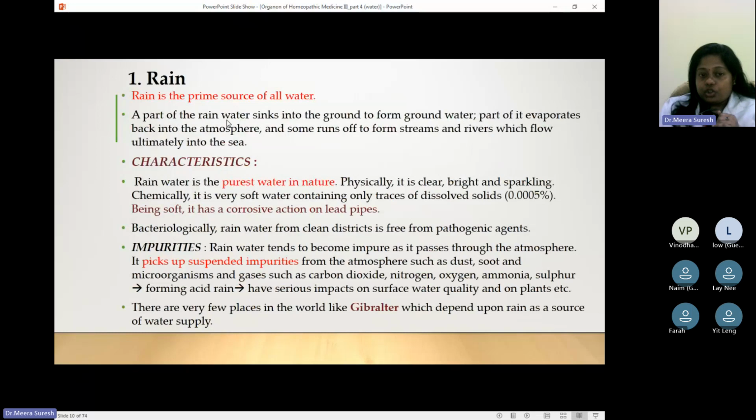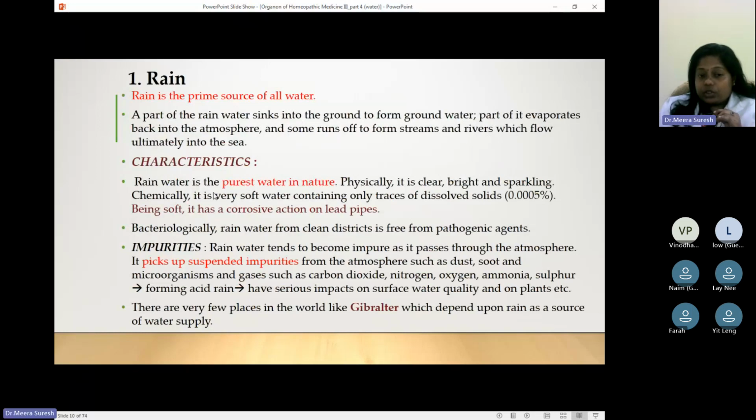A part of the rainwater sinks into the ground to form the groundwater. Part of it evaporates back into the atmosphere, which again falls down as rain. And some runs off to form streams and rivers, which ultimately flow into the sea.